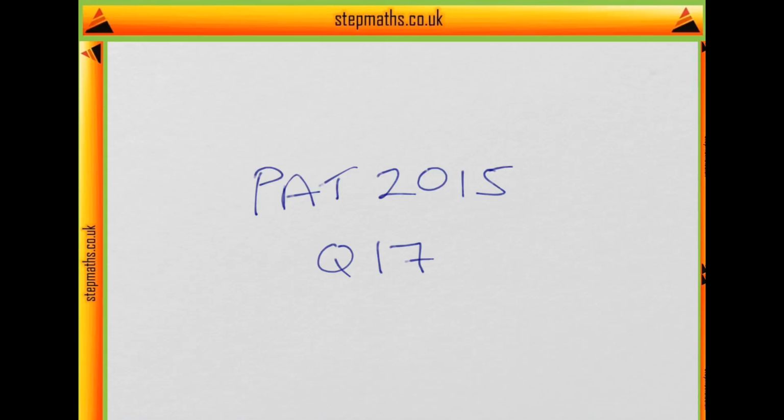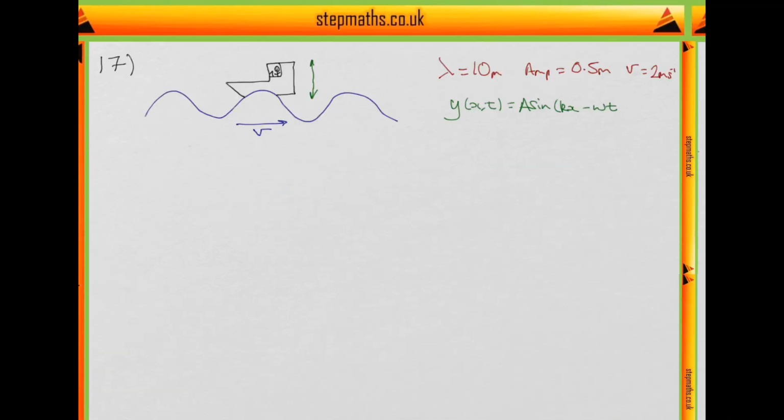Hi, today we're going to be looking at the 2015 PAT paper and going through question 17. Question 17 says that there is a boat floating on water and it encounters some waves of the form y of x and t equals A sine of kx minus omega t. It tells us that these waves have a wavelength of lambda equals 10 meters, amplitude of 0.5 meters, and a velocity of 2 meters per second. And we're asked to find the maximum velocity of this ship.